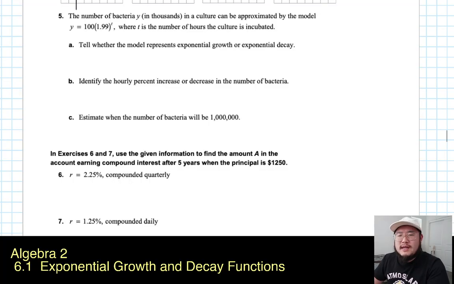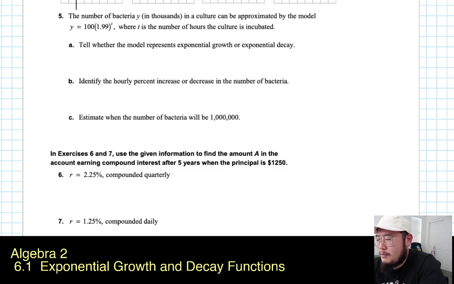All right, so let's take a look at number 5 next, which is about the number of bacteria in thousands in a culture can be approximated by the model of y is equal to 100 times 1.99 raised to the t power, where t is the number of hours the culture is incubated. So part A says, tell whether the model represents an exponential growth or decay.